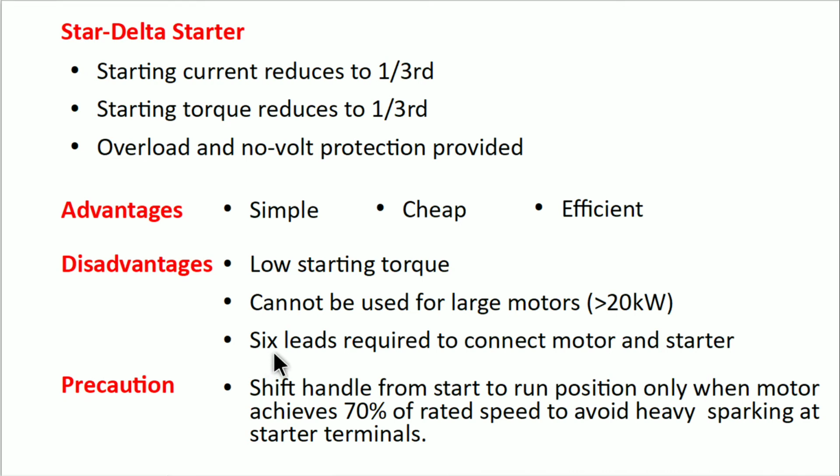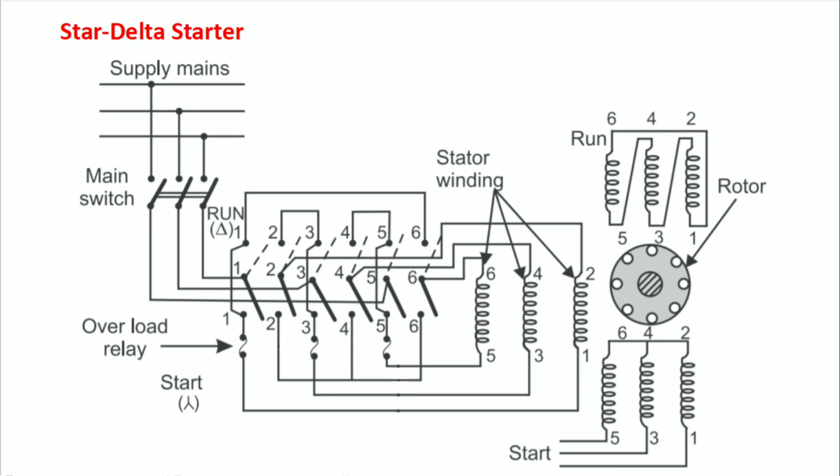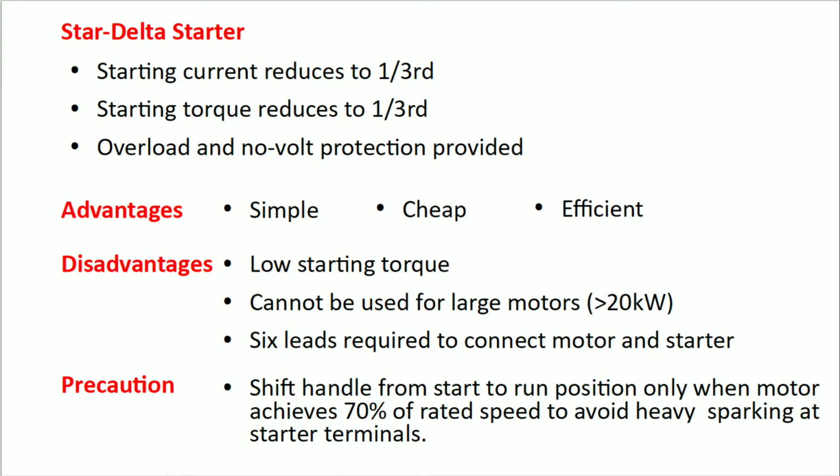Another disadvantage is that 6 leads are required to connect the motor with the starter. In case of a DOL starter, only 3 leads are going. Here 6 leads are going from the 6 terminals of the motor to the starter, so that gives some additional cost. The precaution we have already discussed is that the handle is shifted from start to run position only when the motor achieves 70% of the rated speed, otherwise it may result in heavy sparking at the starting terminals.